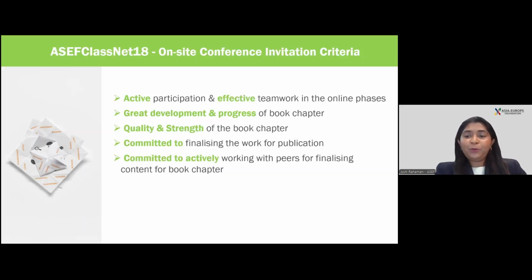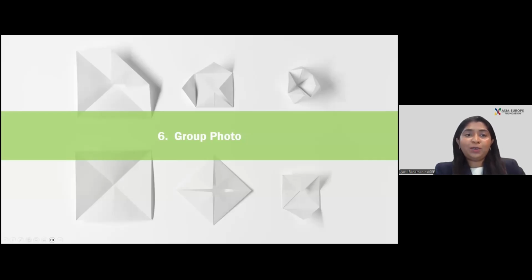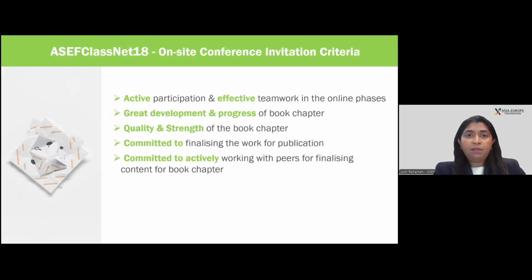I think before we go to the breakout rooms, we can pause here for a group photo. But let me very briefly highlight this. Those of you who are invited to this project, we want to take all of you to the on-site conference. However, we want to make sure that everyone is committed, everyone is contributing to teamwork. So if there are any cases that any fellow is not contributing as expected, we will unfortunately not be able to take those fellows to the conference. So the commitment and the quality of the book chapter really matter in terms of this conference participation.